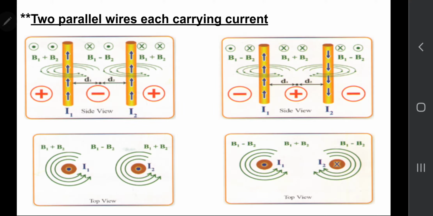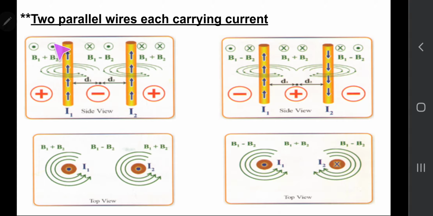Okay? If I have two wires, not one wire only, two parallel wires, each one carrying current, how can I determine the direction and the magnitude of the magnetic field? If the current inside the two wires is in the same direction, okay, apply Ampere's right hand rule in each wire.